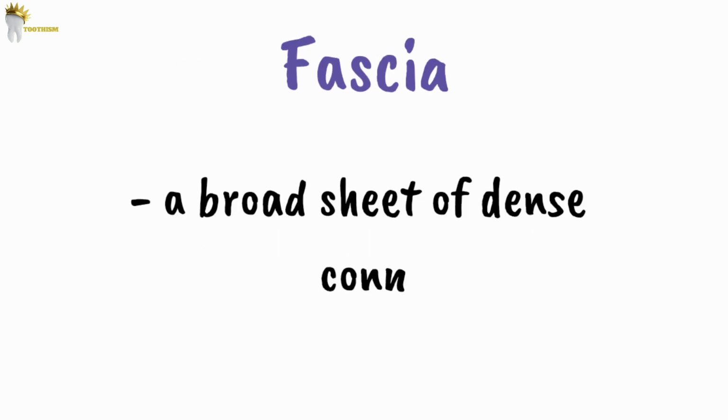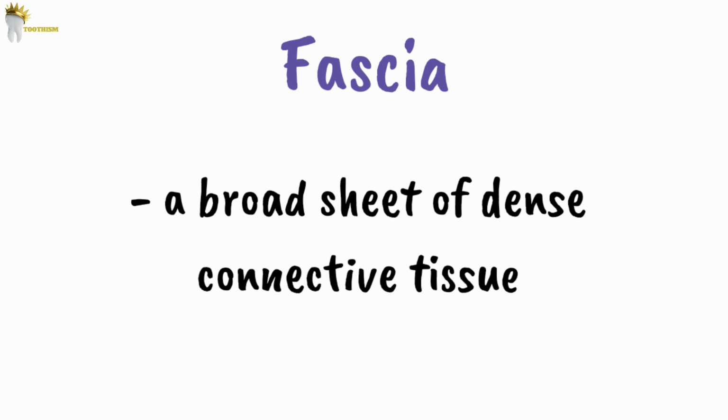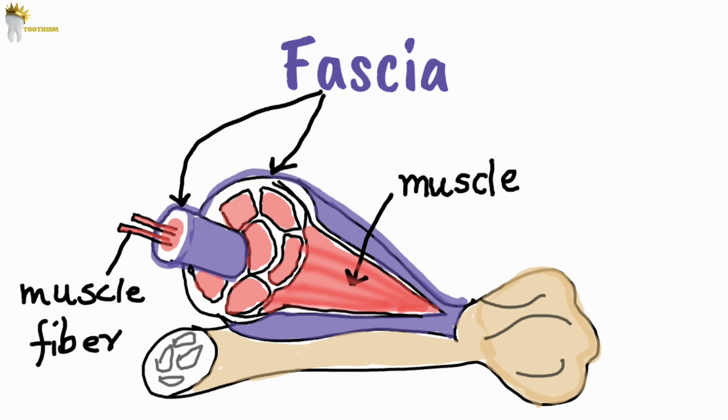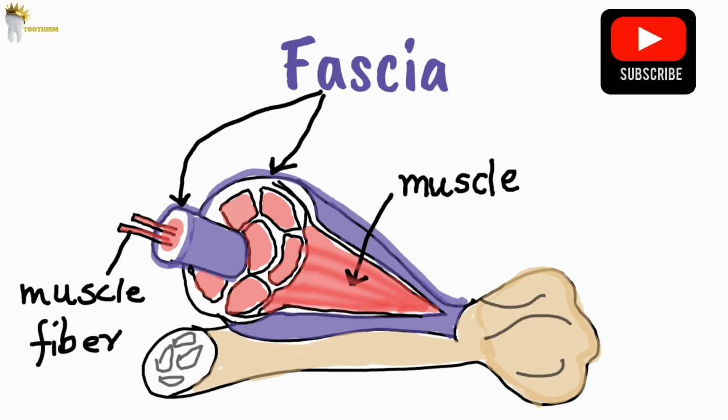First of all, the simple meaning of the term fascia is a broad sheet of dense connective tissue. Its function is to separate structures that must pass over each other during movement, like muscles and glands, and it also serves as a pathway for the course of vessels and nerves.